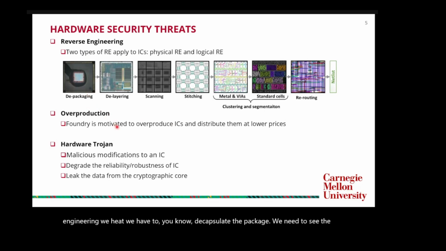And then we actually remove the package and the die case, right? And then we de-layer the IC. We have multiple layers, and then we scan and stitch them together, and then we try to figure out the metal size, metal stack, vias, and then we have the standard cells, and we read out the design and we get the netlist. So this is the physical reverse engineering, right?